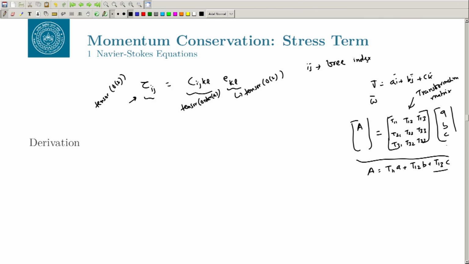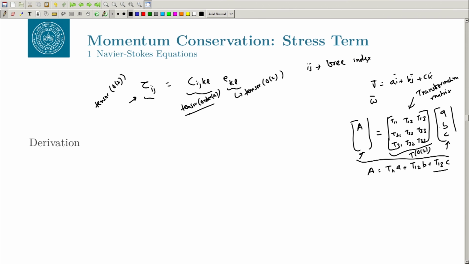So this is your first order tensor, and in order to get another first order tensor from that, you need a second order tensor, right. This is the tensor of order 2, right. Similarly, you have a second order tensor, which is your strain tensor, and we want to get our stress tensor from that, okay. So we need a tensor of order 4, which is C_ijkl, right.